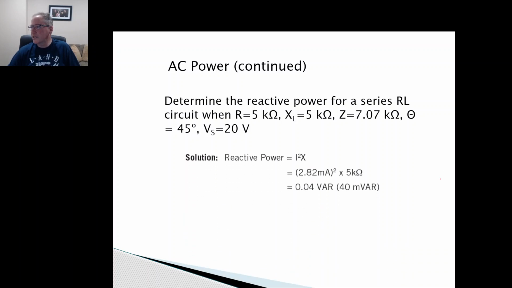So now we'll take the I squared X, and the current is the same, right? Remember, IT equals I1 plus I2 plus I3, or if it's series, it's all the same in one component. So you get the 2.82 milliamps squared times 5K, and that will give you 40 milliwatts of VAR.